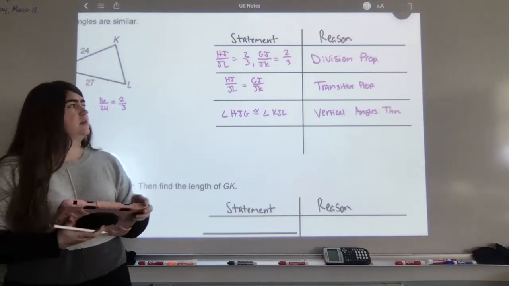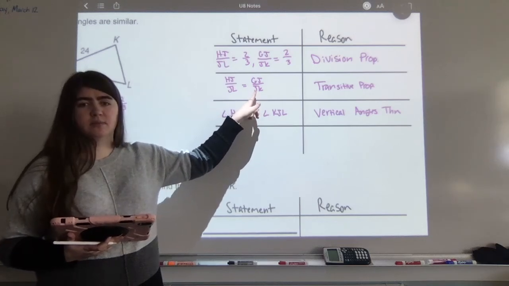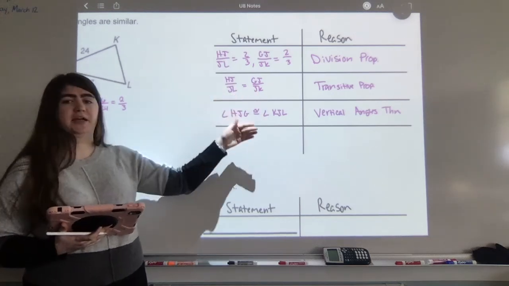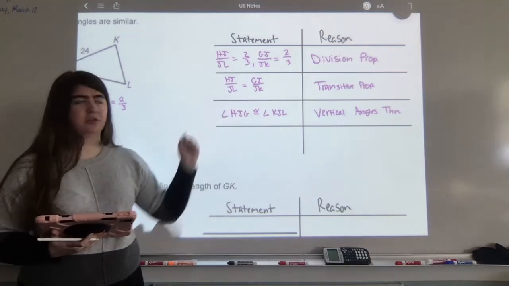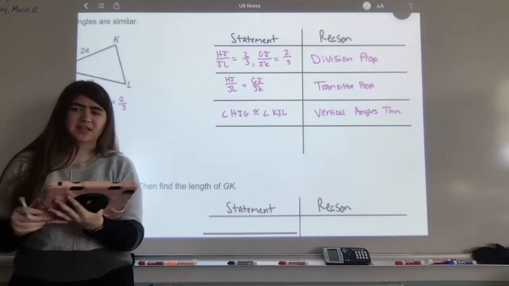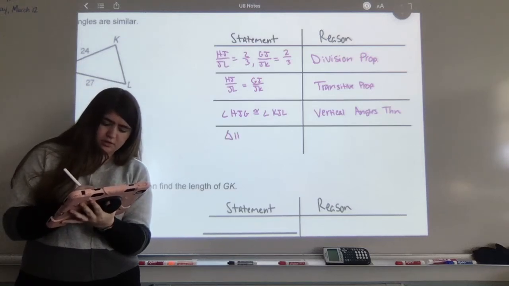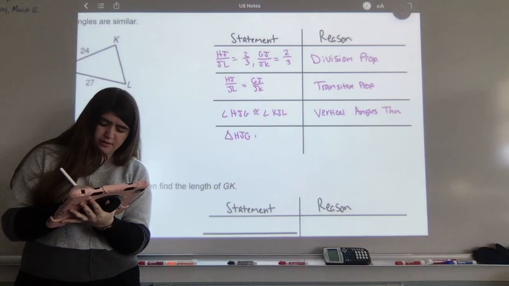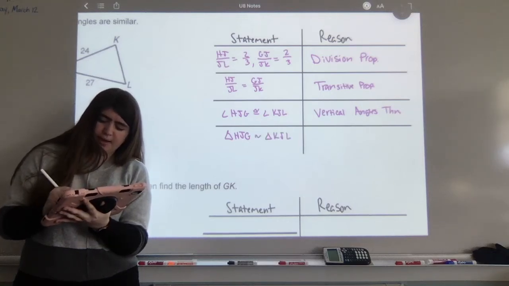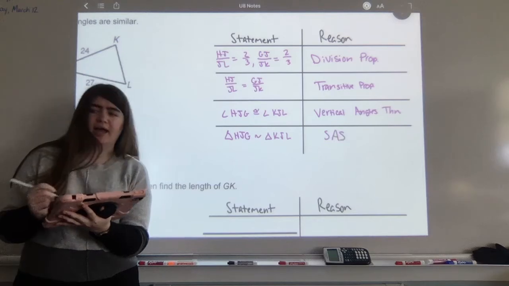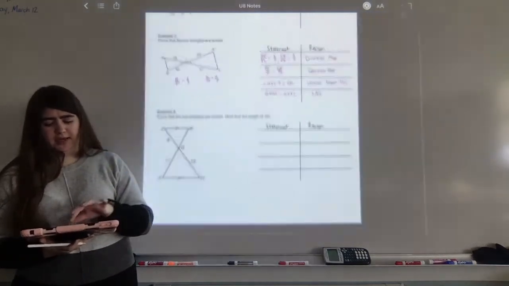All right, since I have now shown that I have two sets of proportional sides, and I have one angle, their shared angle, that is congruent, I can then say that triangle HJG is similar to triangle KJL by the side-angle-side triangle similarity theorem. All right, example 4.